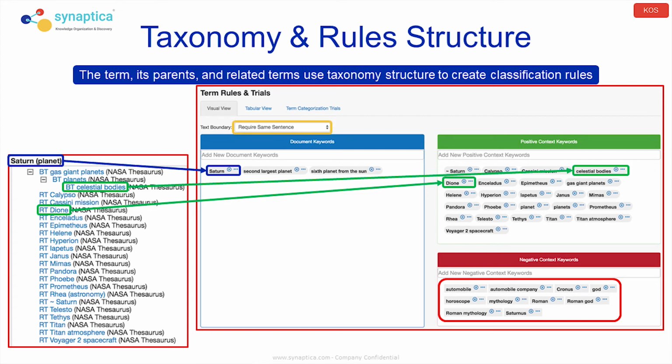You see these other things in the text. This is probably the Saturn we're looking for. And down below, we have negative context keywords. Here we're using things like automobile and Kronos and Saturnalia to disambiguate and say, I am interested in the planet. In my context, I'm not interested in the Roman god. I'm interested in this version of Saturn.